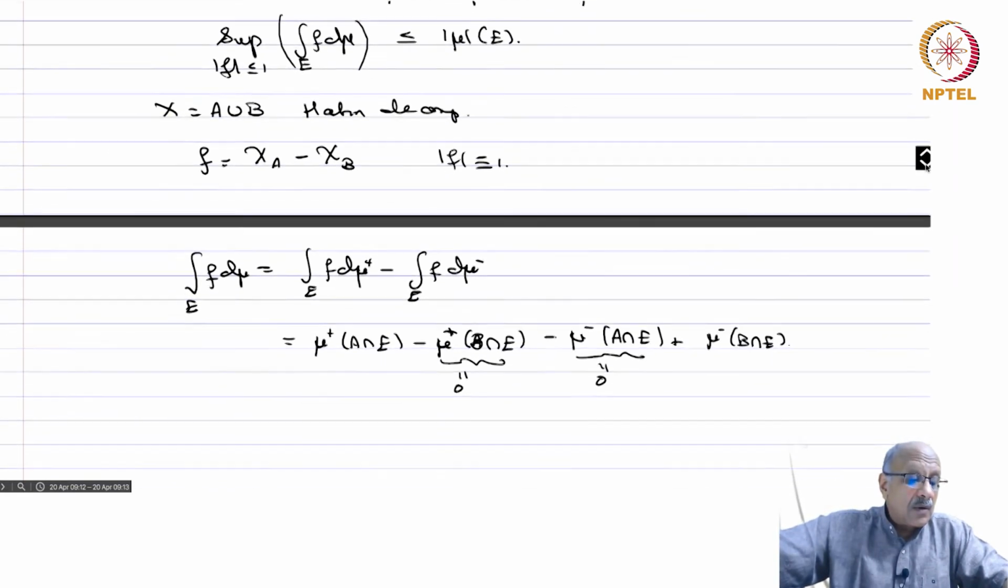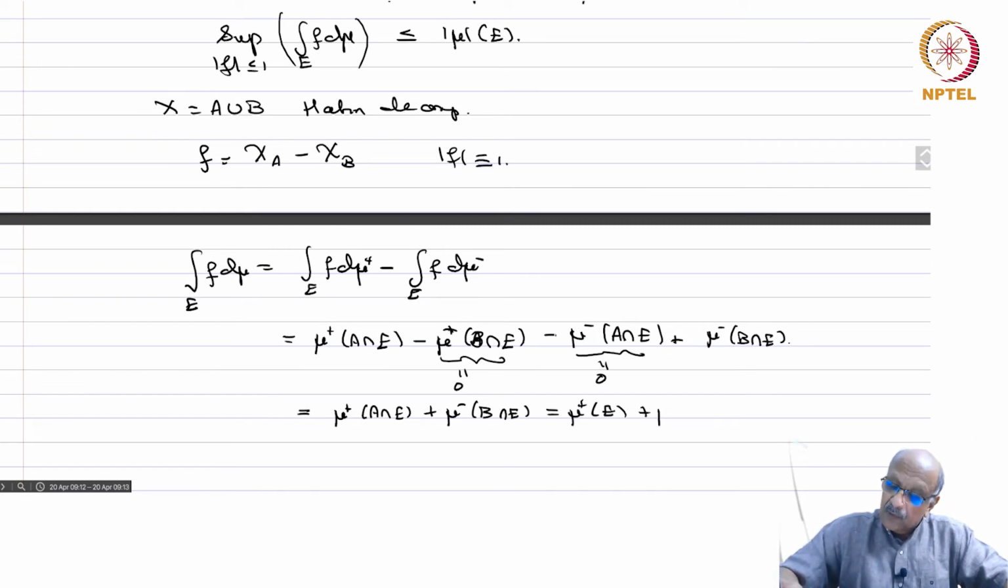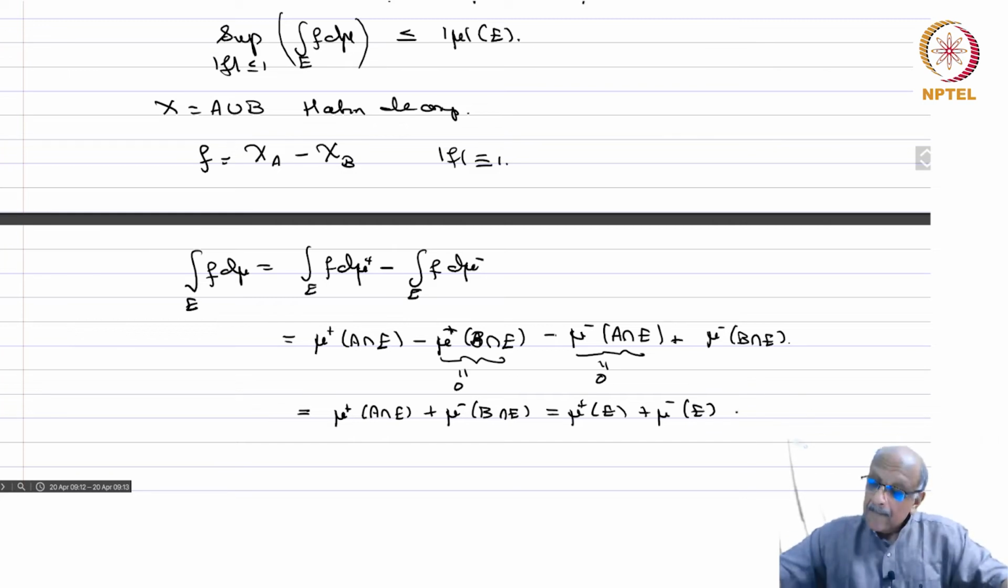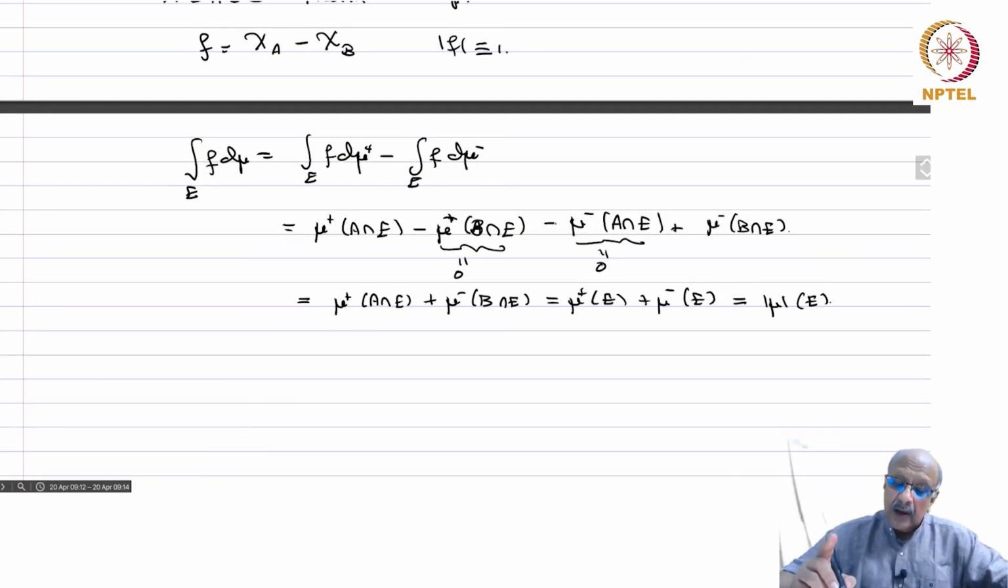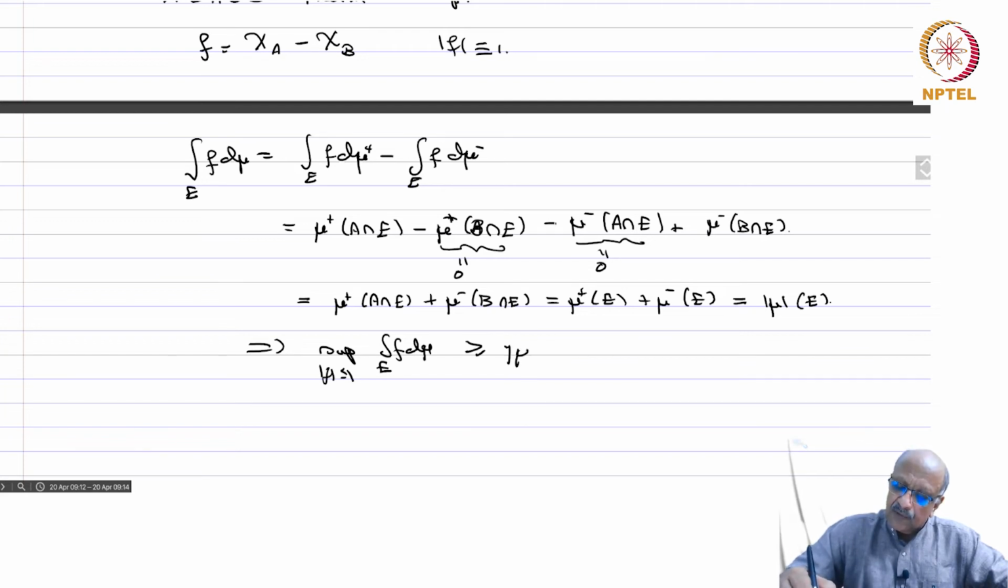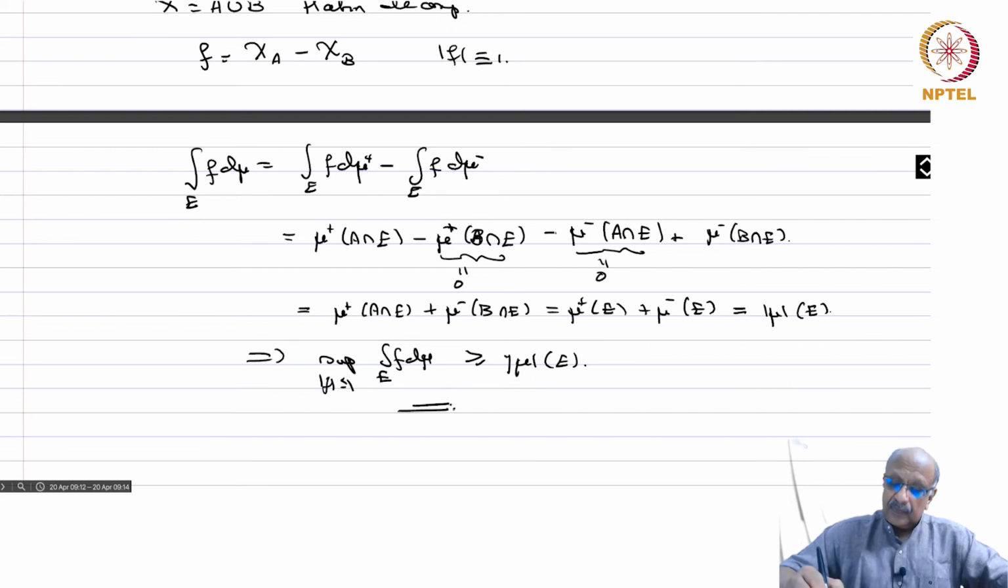So this is equal to mu plus of A intersection E plus mu minus of B intersection E, and that's equal to mu plus of E plus mu minus of E, and that's equal to mod mu of E, because mu and mu plus agree on subsets of A. And therefore, I have found a function whose modulus is 1 and which achieves this, and therefore the sup of integral f d mu over E, mod f less than or equal to 1, is greater than or equal to mod mu of E. And so we have both the inequalities, and hence the result. Okay.